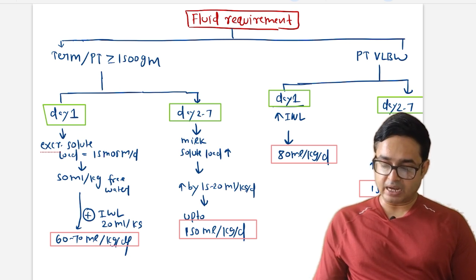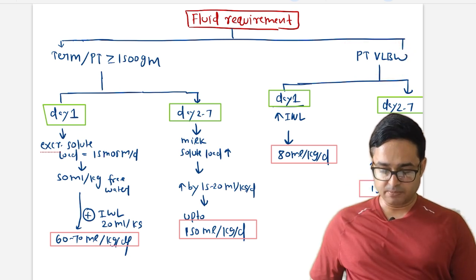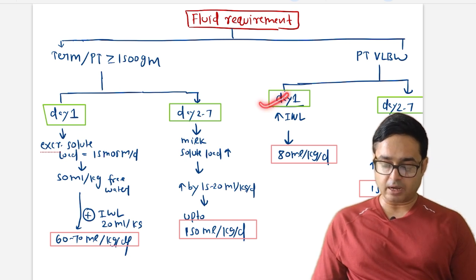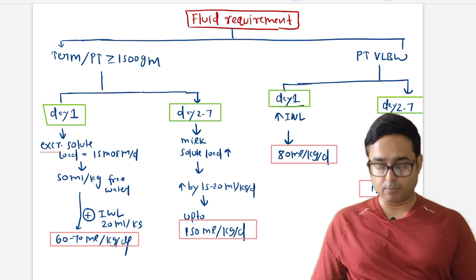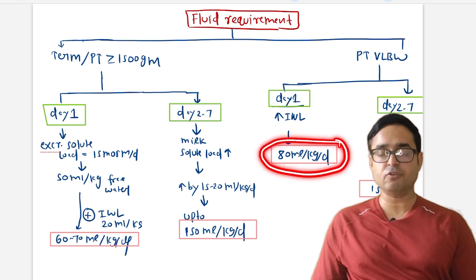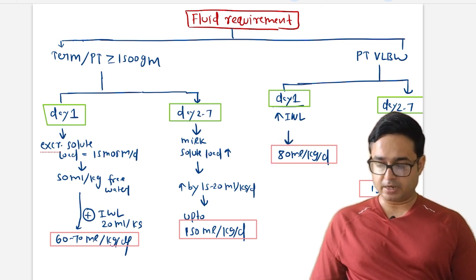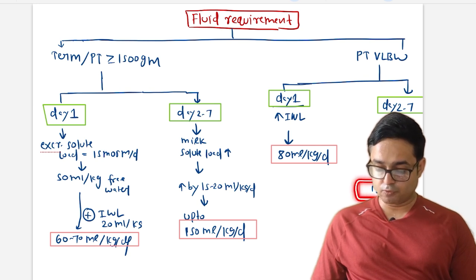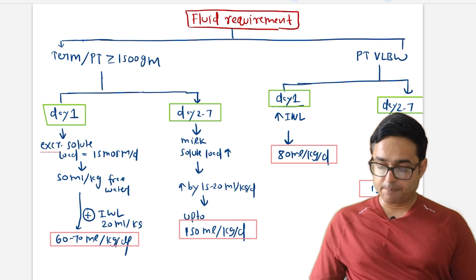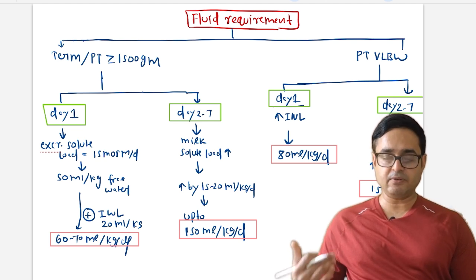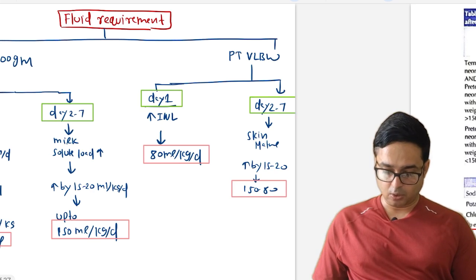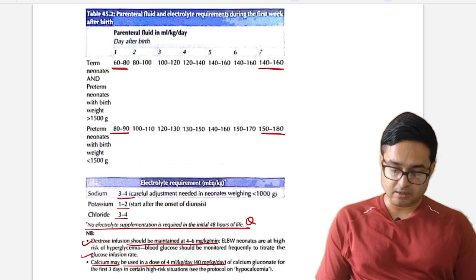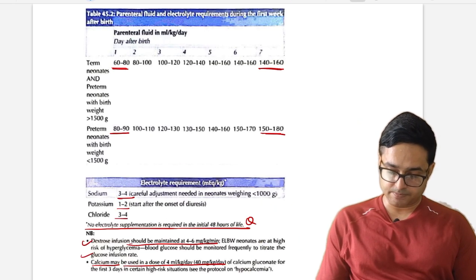In preterm VLBW infant less than 1.5 kg, day 1 you have to give like 10 to 20 ml per kg per day more. Approximately the round figure is day 1 80 ml per kg per day, and in day 2 to day 7, as skin matures, it increases by 15 to 20 ml per kg per day, and the requirement is 150 to 180 ml per kg per day, because skin matures fast even in preterm after birth. Okay, so in this table also we have shown this.